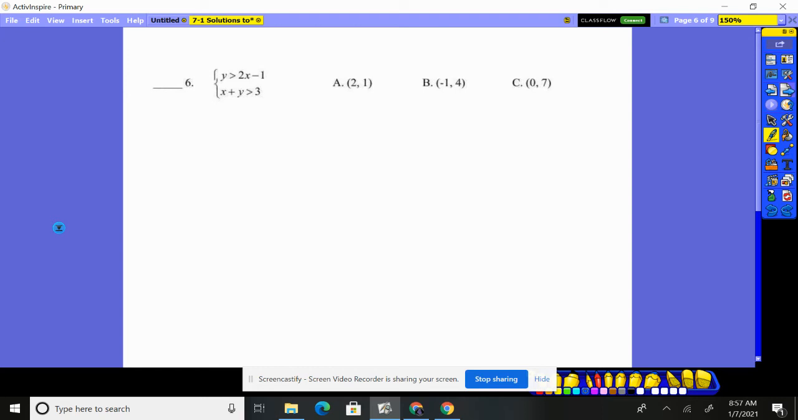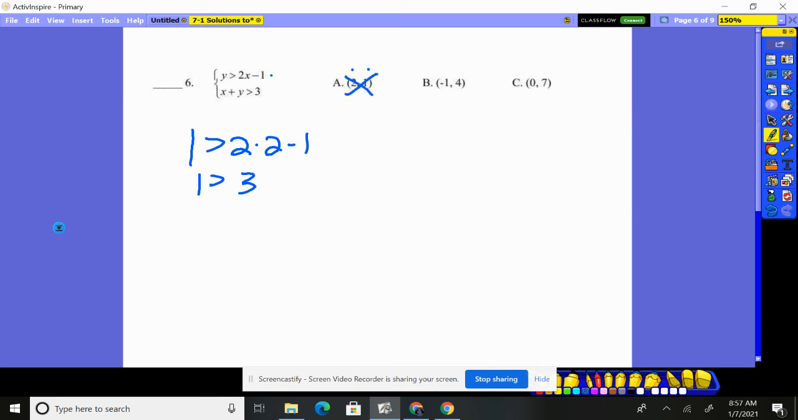So I'm going to plug in (2, 1). I'll tell you now that only one of them works, but it's always possible that it could be all of them. So since I've told you it's only one, once we find the one that works, we know we're good. So let's plug in x being 2, y being 1, and see if it works. Y is 1. Is that greater than 2 times the x of 2 minus 1? Is 1 bigger than 3? Is that true? No, that's not true. So right away, we know that's not the point.